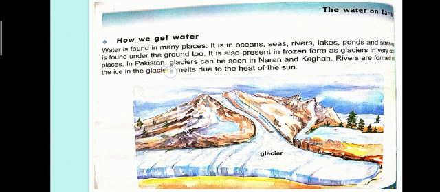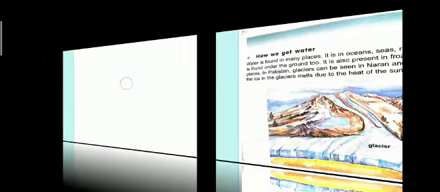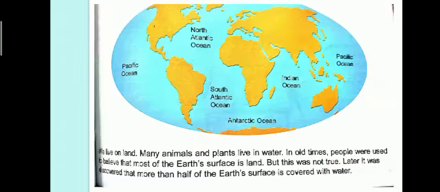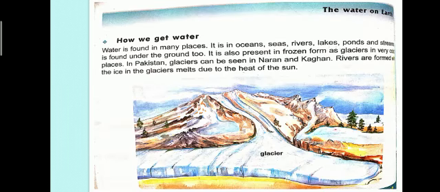In Pakistan, glaciers can be seen in Naran and Kaghan. Only Naran and Kaghan are two areas where you can easily see glaciers. Rivers are formed when the ice in the glaciers melts due to the heat of the sun. So in this picture you can see this is the frozen ice, a pile of snow, which we call a glacier.